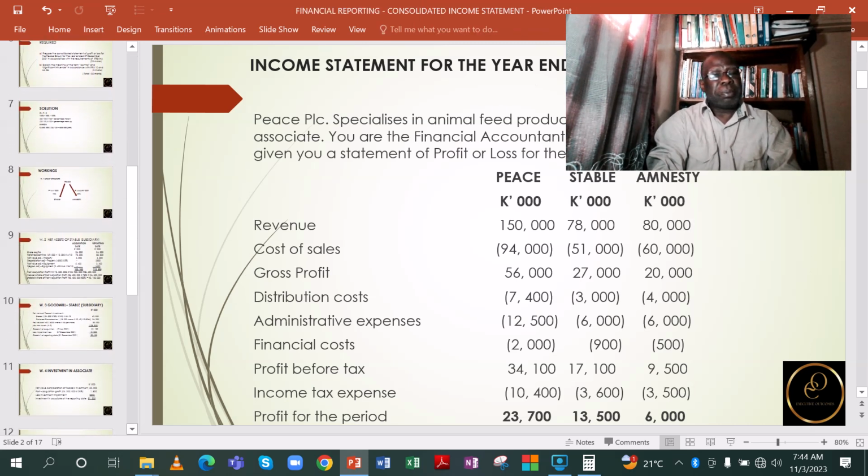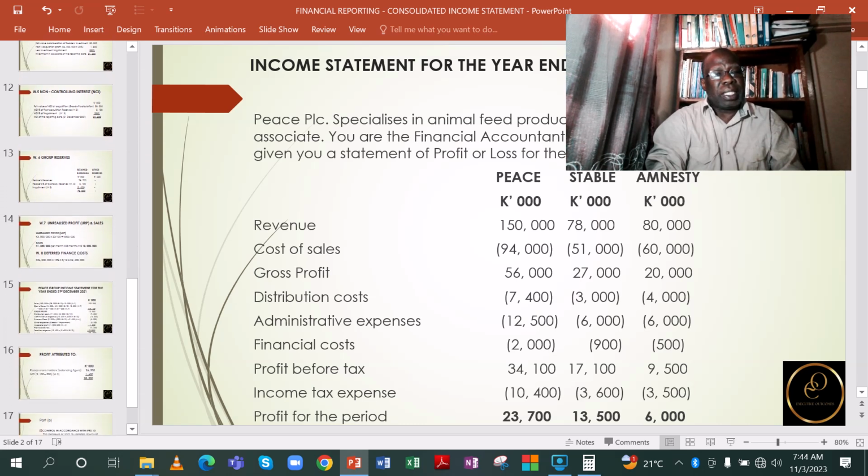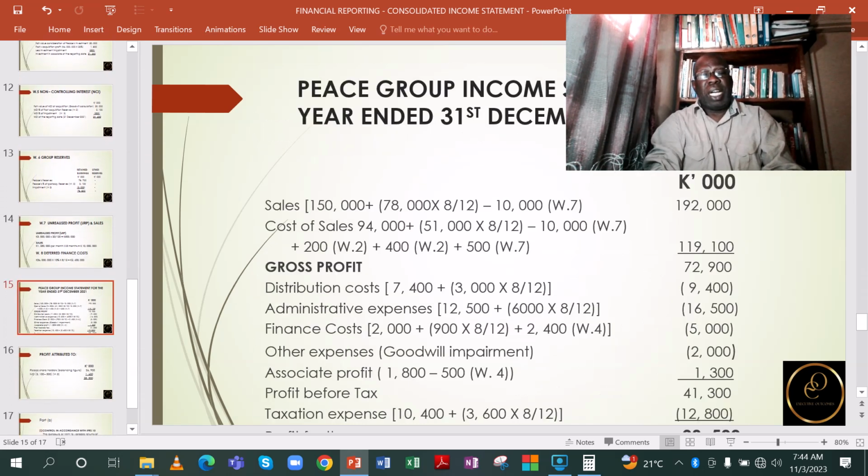So when you come here, actually notice that is what is done. So we have 150 million plus 78 million apportioned 8/12.